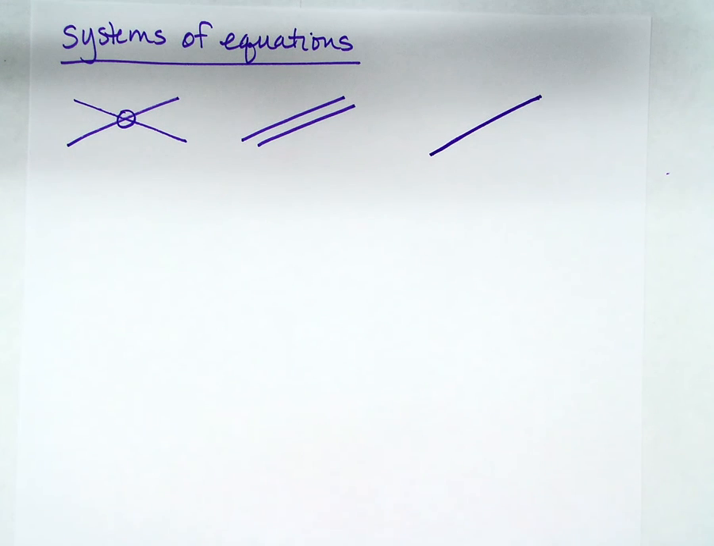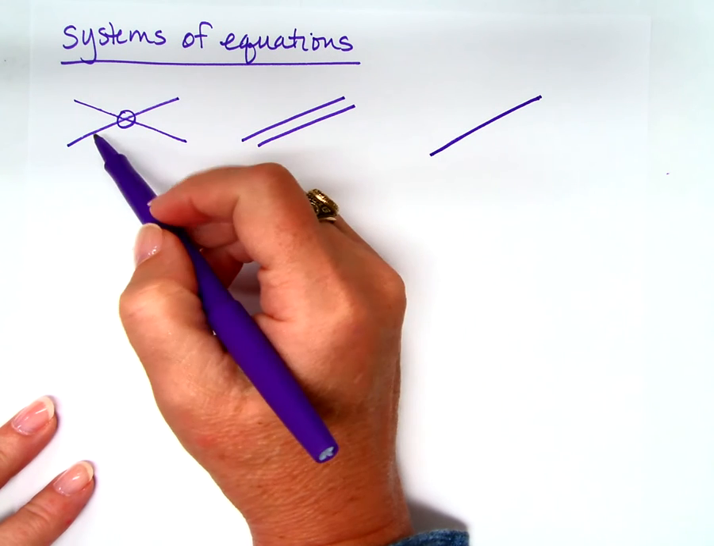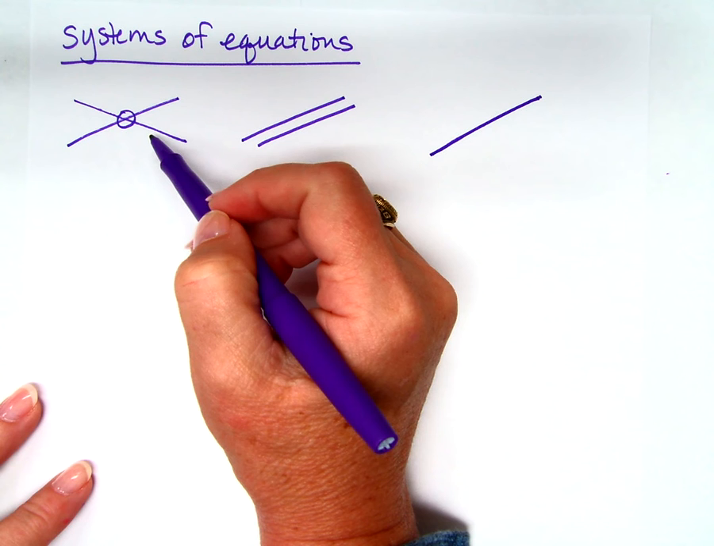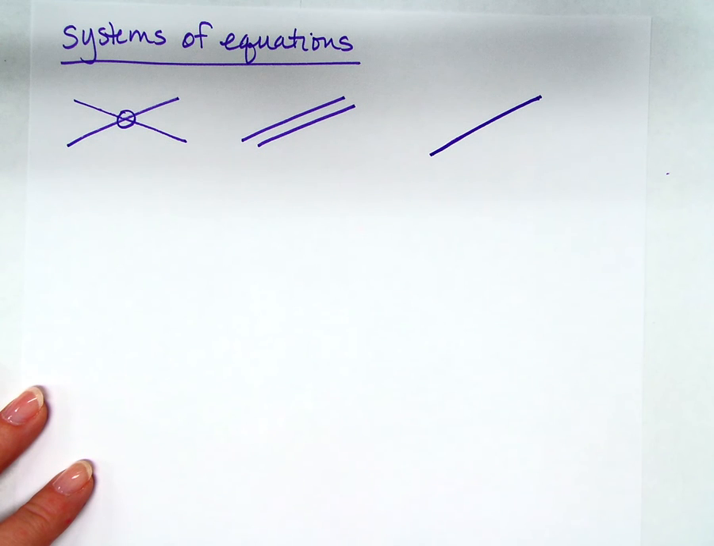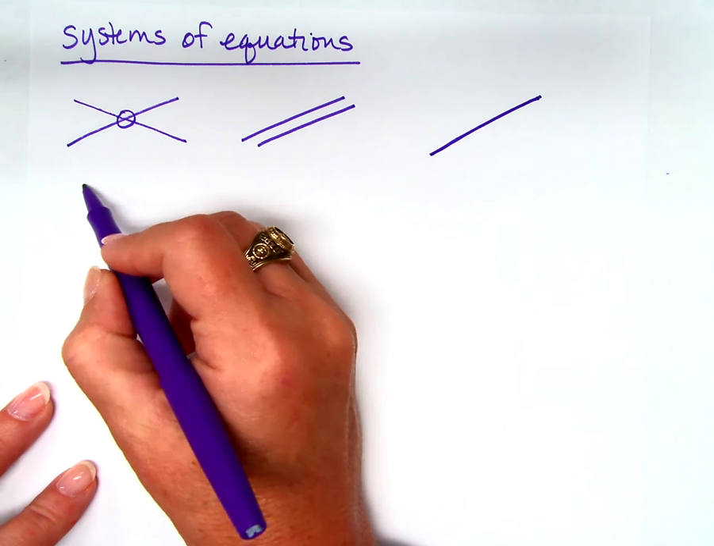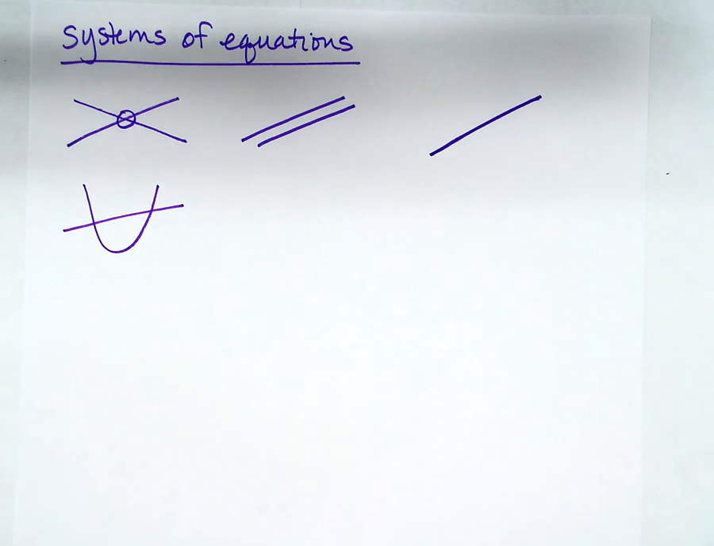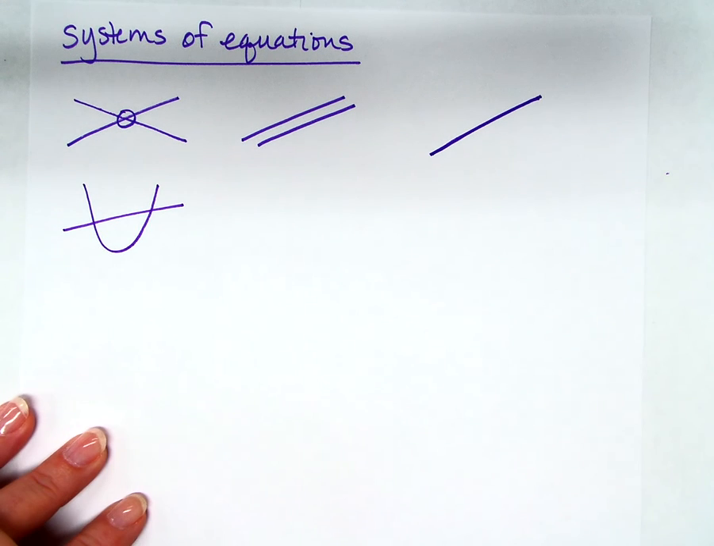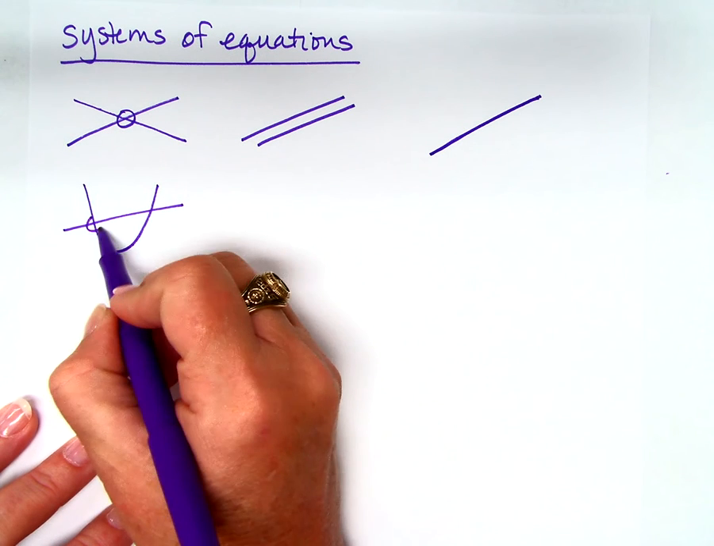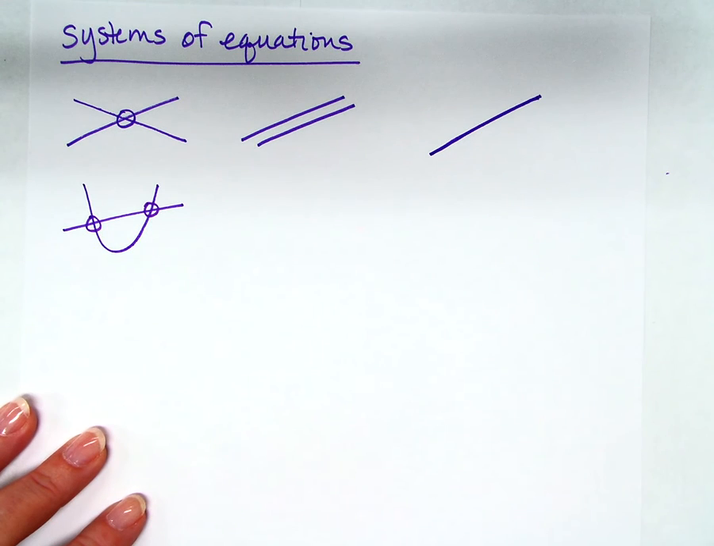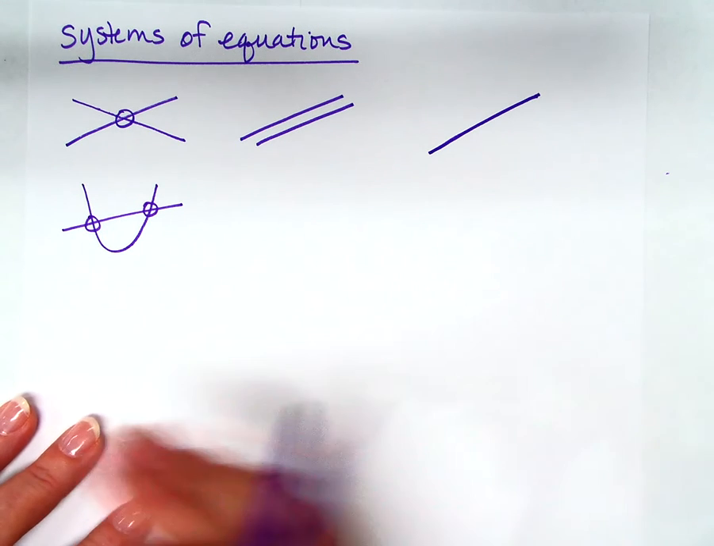So what if I add, instead of having two linears, what if I have a linear and a quadratic? What if I have a line and a parabola? How many solutions does that have? Ooh, that's not something we've had before, is it? Two solutions. What if I have a parabola and a line? What other possibilities are there?